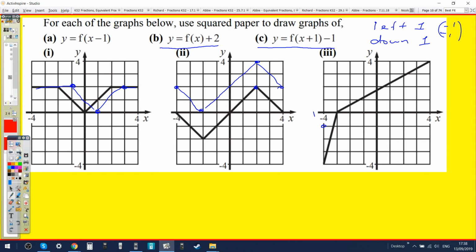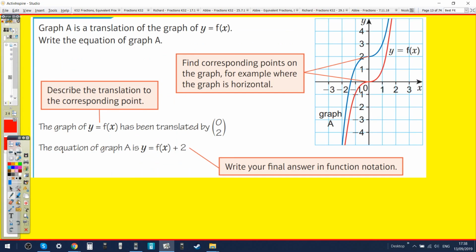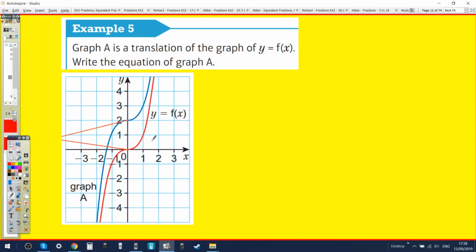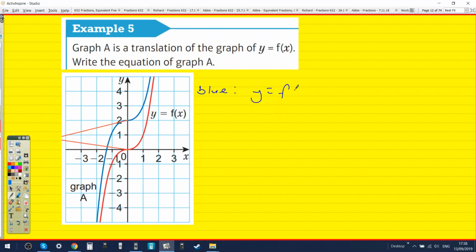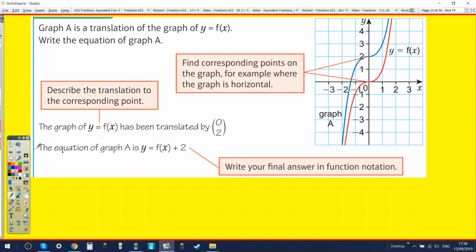So this is a quadratic graph. This is a cubic graph. Describe the transformation here. It was originally the red graph. It's now the blue graph. The red graph is y equals f of x. What is the equation of the blue graph? Y equals f of x plus 2. Well done. And that's the bracket. Yeah, that was translated 0, 2.